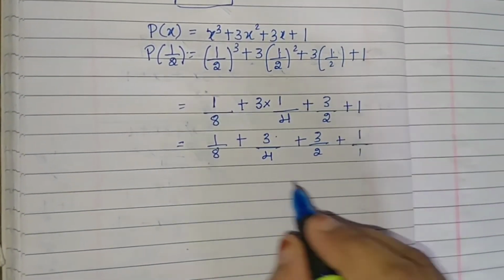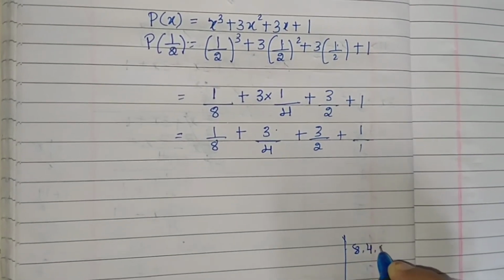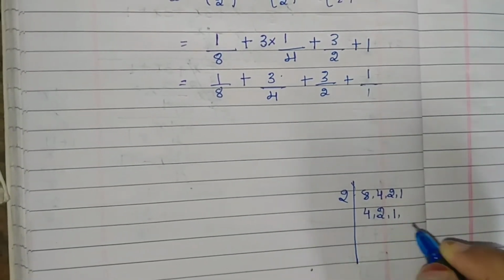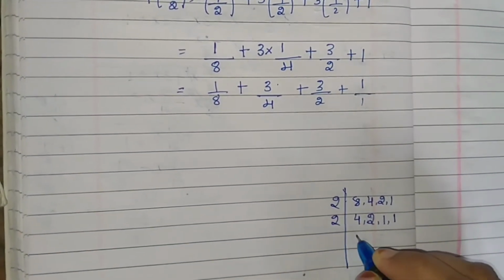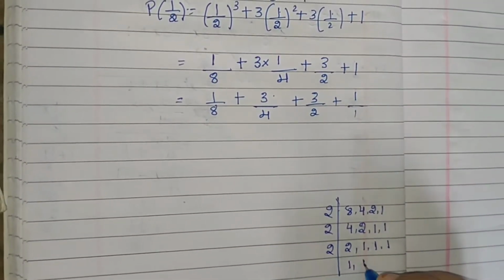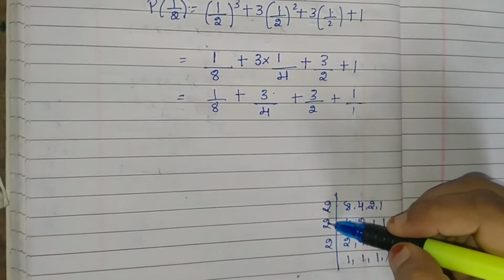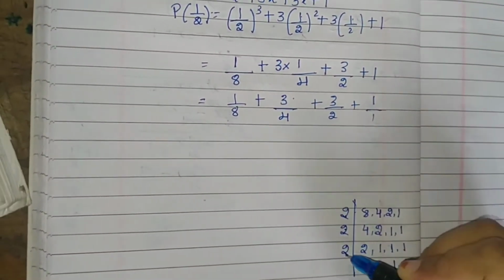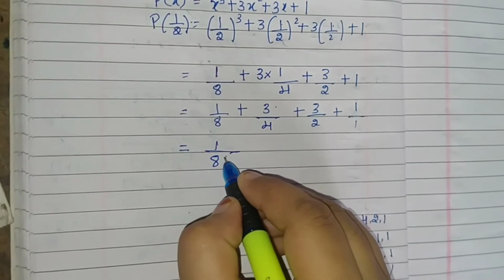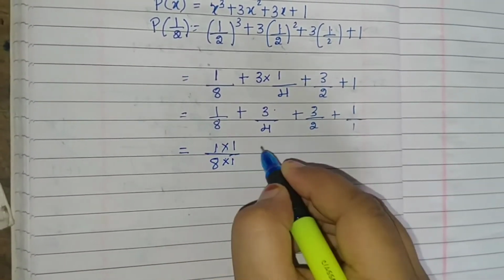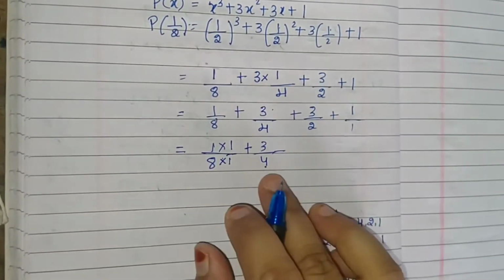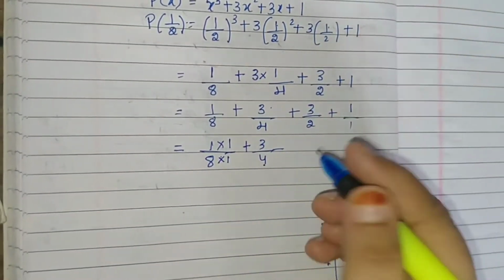So just consider these 8, 4, 2 and 1. Okay. So 2 4s are 8, 2 2s are 4, 2 1s are 2, right? So 2 2s are 4, 4 2s are 8. So here 8 is the LCM. So 1 by 8, this is already 8. So 3 by 4, you have to make the denominator as 8. So in order to make the denominator as 8, what you have to multiply, that you have to see.